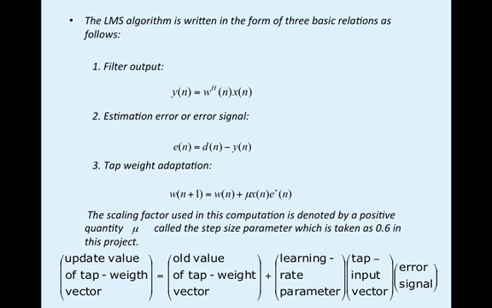The scaling factor used in the computation is denoted by a positive quantity mu called the step size parameter, which is taken as 0.6 in my project. So the final adaptation rule again, as a reminder, is: updated value of tap weight vector equals old value of tap weight vector plus learning rate parameter into tap input vector into error signal.